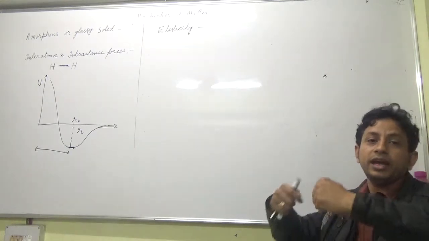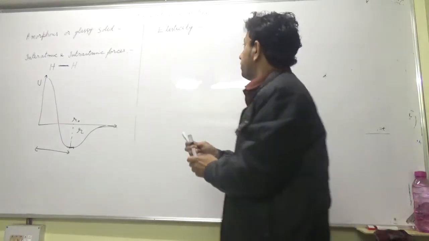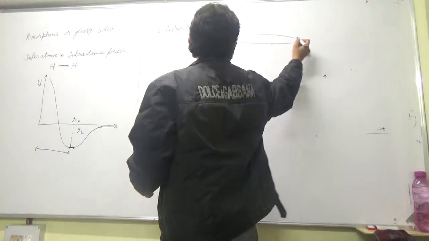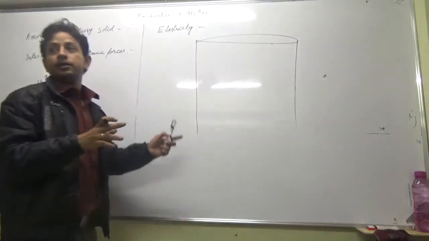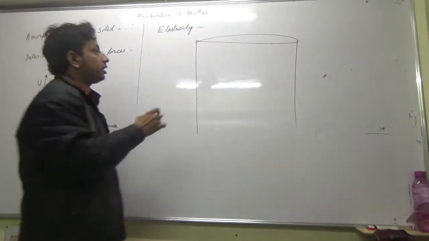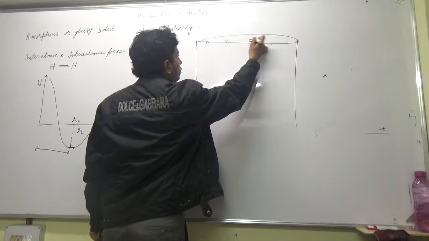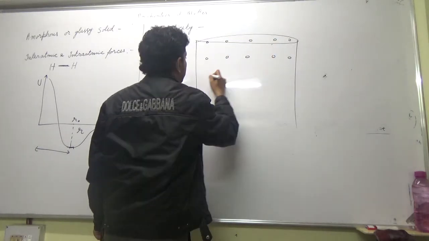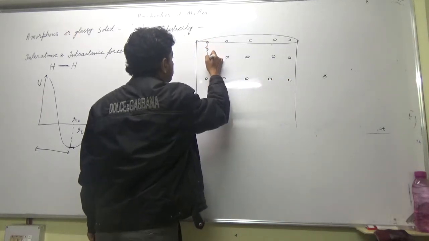So if we take a wire and try to pull it, then what will happen? Suppose we have a wire and we are drawing a very thin wire. If you look at it with a microscope, then we are having what? We are having a large number of molecules or atoms present like this, joined with spring-like bonds.